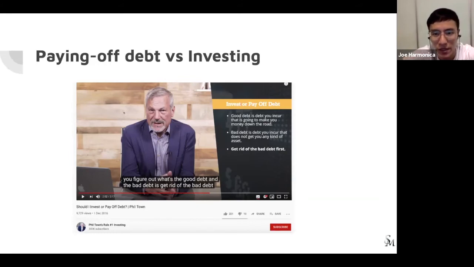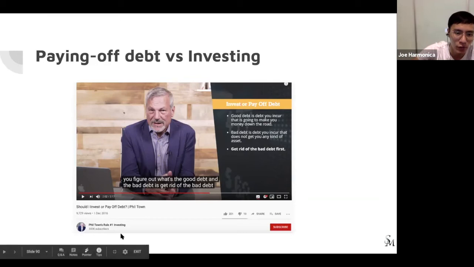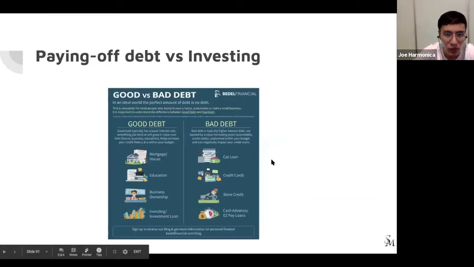Bad debt is when you incur debt but don't get any kind of asset, meaning you owe a debt but don't have any returns brought back to you. So if you have good debt and bad debt, please get rid of your bad debt first. This is from Few Towns, Rule Number 1 Investing, on YouTube. So here is some comparison between good debt and bad debt.